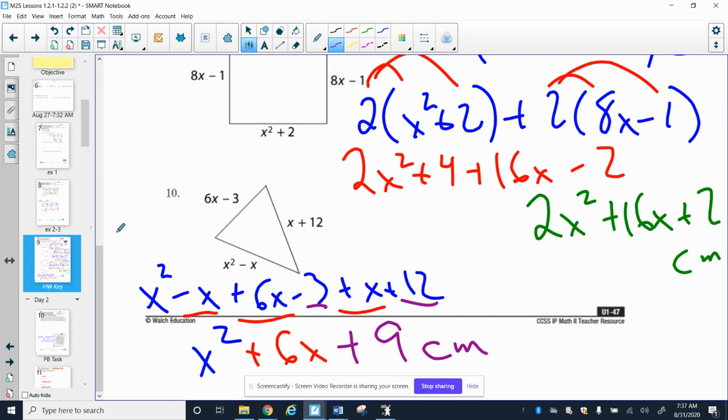Okay. So that's our lesson today on day one of 121. So we're combining like terms where we have parentheses separated by addition and subtraction.